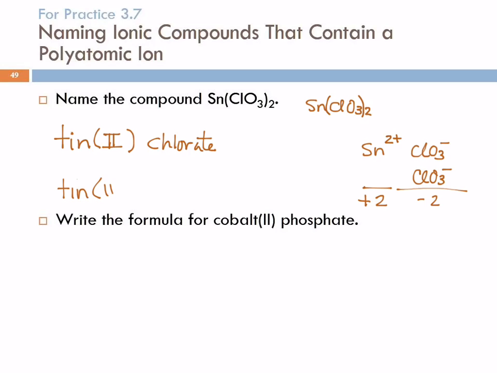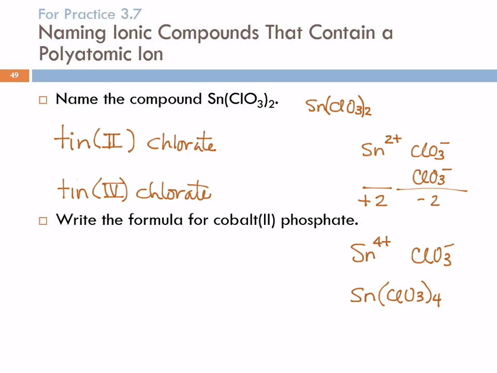What would the formula for tin 4 chlorate be? Well, the Sn then is going to have a 4+ charge, right? And then we've got chlorate with a -1 charge. So we're going to need 4 of the chlorates to balance the charge on the tin. And so the formula is different. The formula is different, the name's different. Any questions about that one?